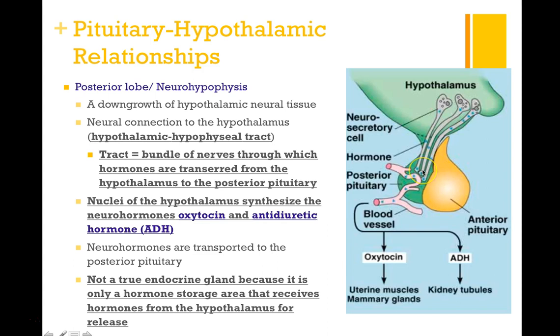gland. So what is very interesting about this posterior pituitary gland is that it is not a true endocrine gland. Reason being is that the hypothalamus is the one that actually synthesizes the neurohormones oxytocin and the antidiuretic hormone, or ADH. Then it travels down the axon and is stored in the posterior pituitary gland so that when it is needed, it gets secreted into the capillaries and into circulation.